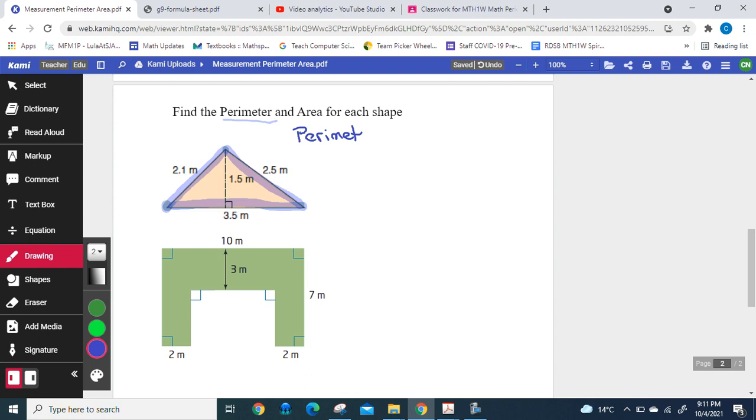So our perimeter is going to equal, we said we're going to start here, so 2.1, 2.5, add them up, plus 3.5. Now there's another number on my picture, but do I include it? No, I do not, because that is not on the outside. So what does this give us? 3, 5, 6, 7, 8.1. And then we look at our units, meters. Now this number on the inside is going to help me when I go to calculate my area.